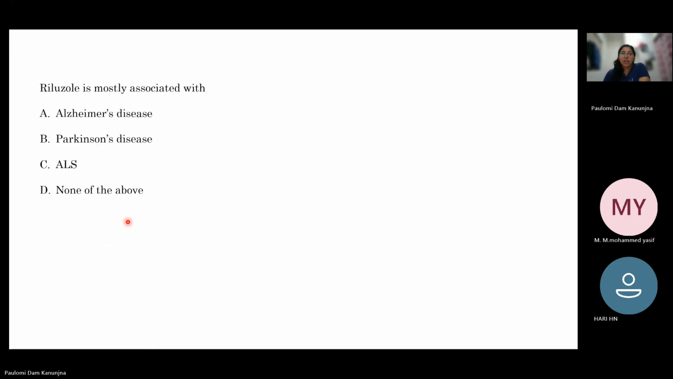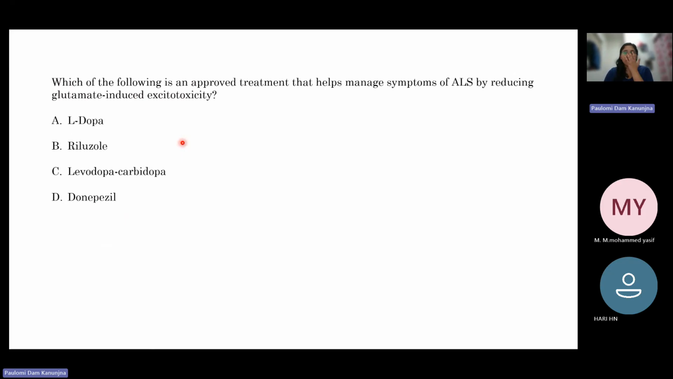Okay, the next one is, now I told you every disease we are looking at from the perspective of what the disease is, how it is caused, and what the treatment is. So the treatment is the next part that we are discussing. The first question is this: riluzole is associated with which disease? Obviously, because it's part of the question here, it is for Parkinson's. Oh, sorry, ALS disease. Yes, correct.